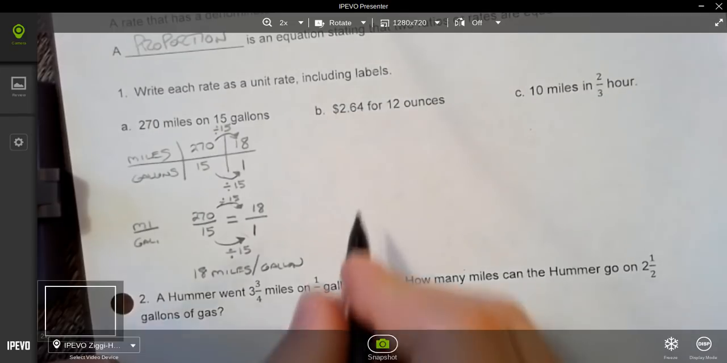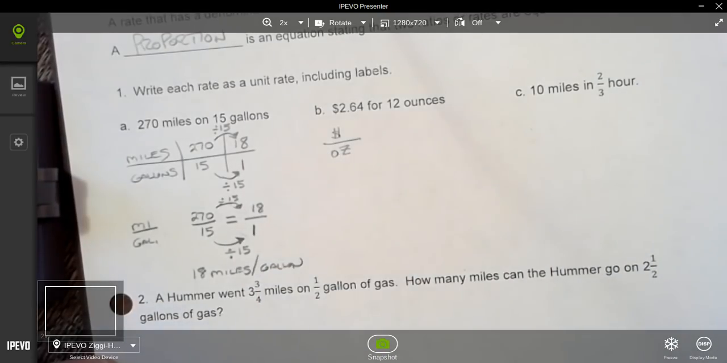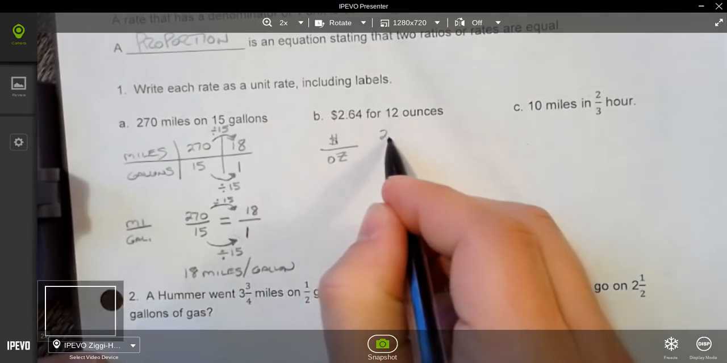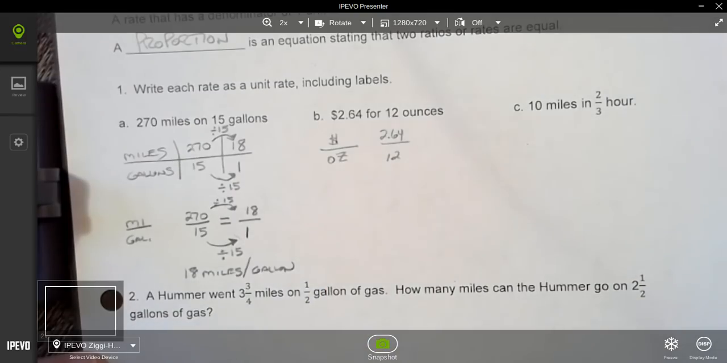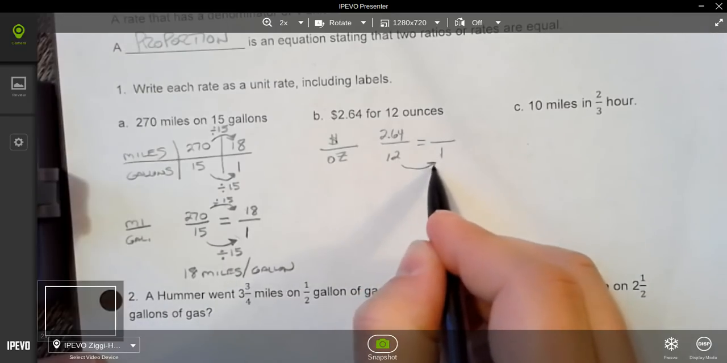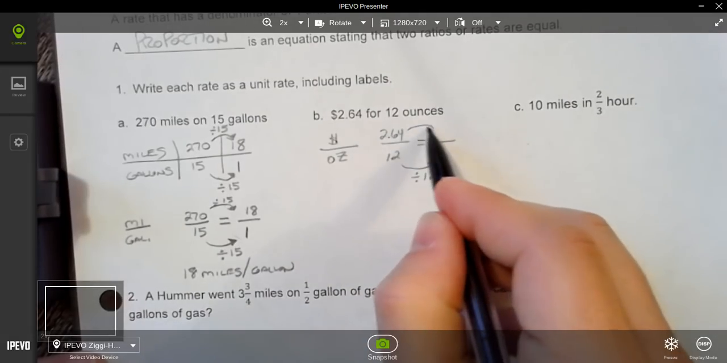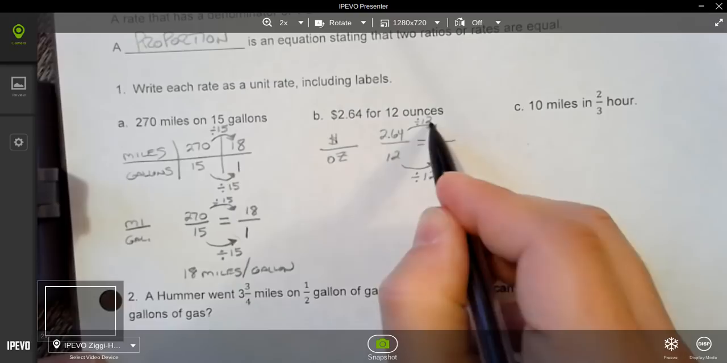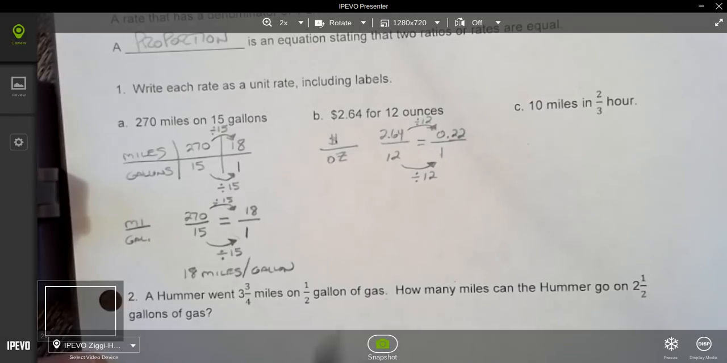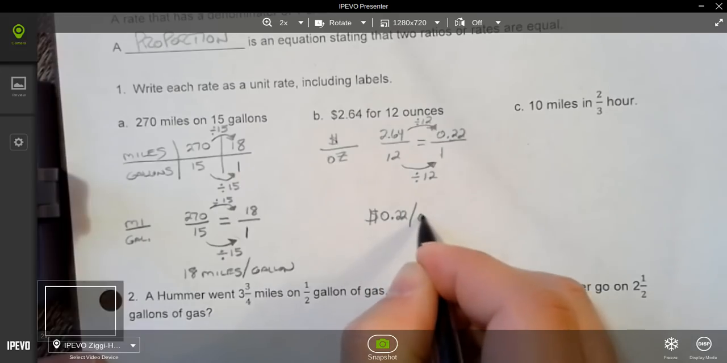$2.64 for 12 ounces. And in this case, we're looking for how much it's going to cost for every ounce. And so I'm going to go ahead and do the proportion method this time. I'm going to have my $2.64 over my 12 ounces, and I'm going to set that equal to something over 1 ounce. And so in my denominator this time, I'm going to have to divide by 12. 12 divided by 12 is 1, so I'll do the same thing in my numerator. Our $2.64 divided by 12, well, that's going to give us 22 hundredths. And as we now write our unit rate with our units, it's going to be 22 cents per ounce.